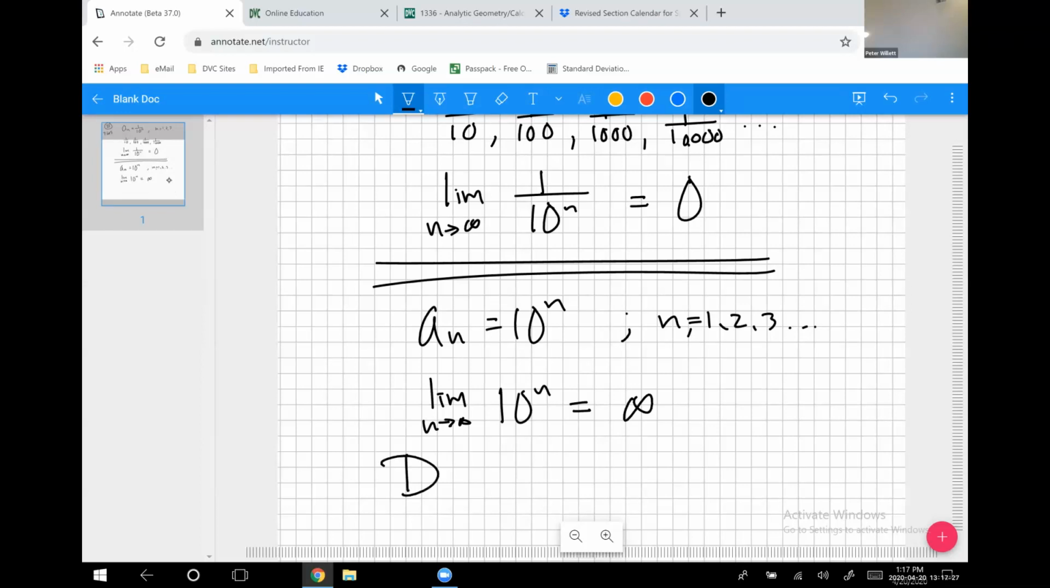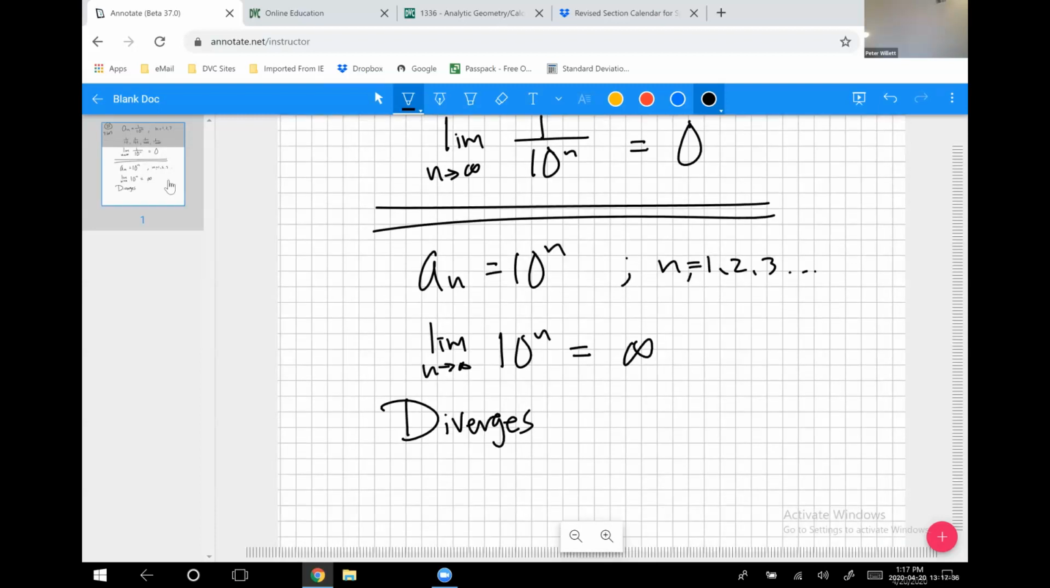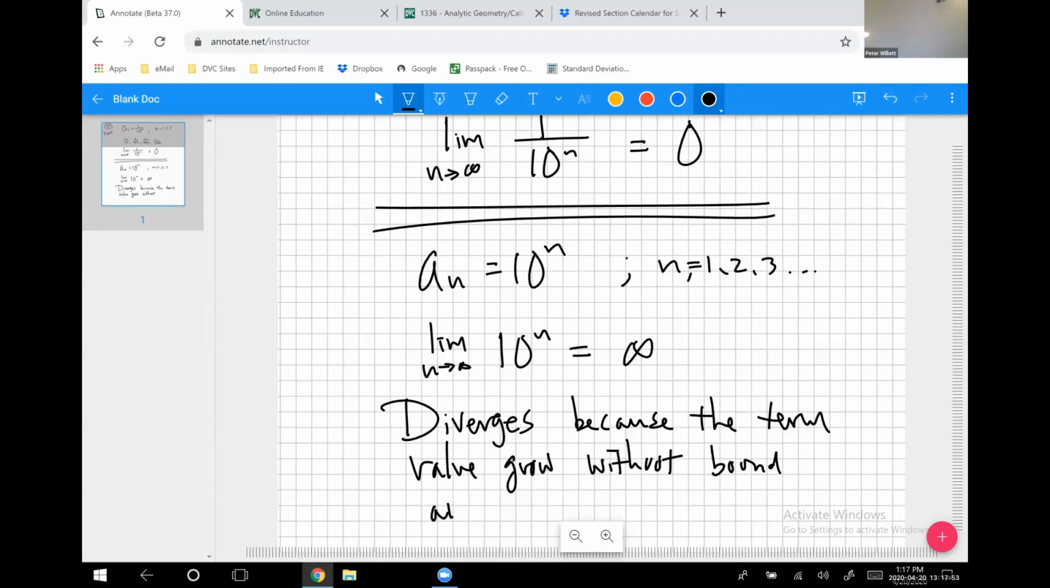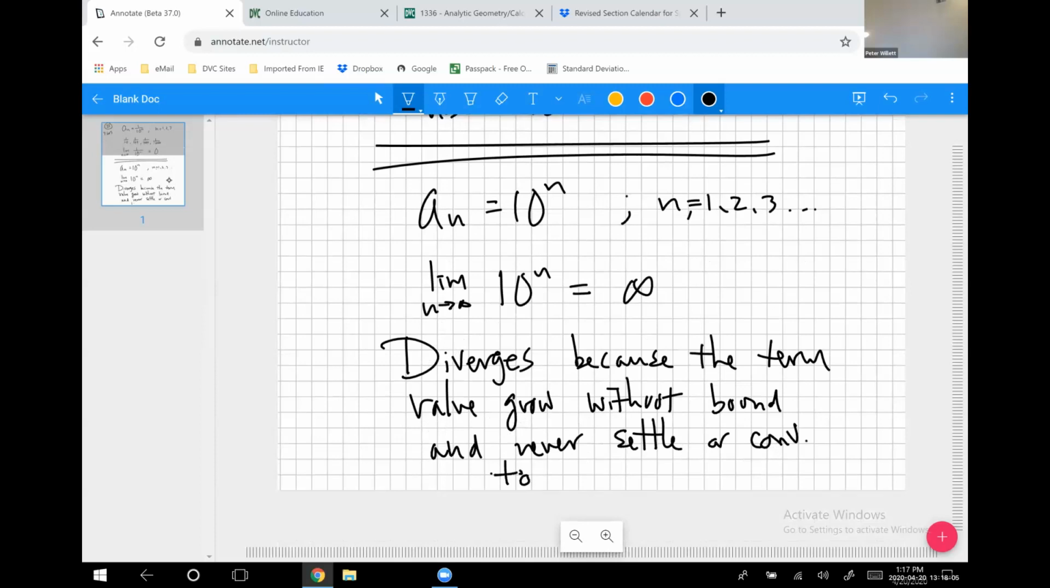But let me just try to be clear about the concepts behind it, because they're based on earlier concepts of limits. Diverges because the term values grow without bound and never settle or converge to a limit value.